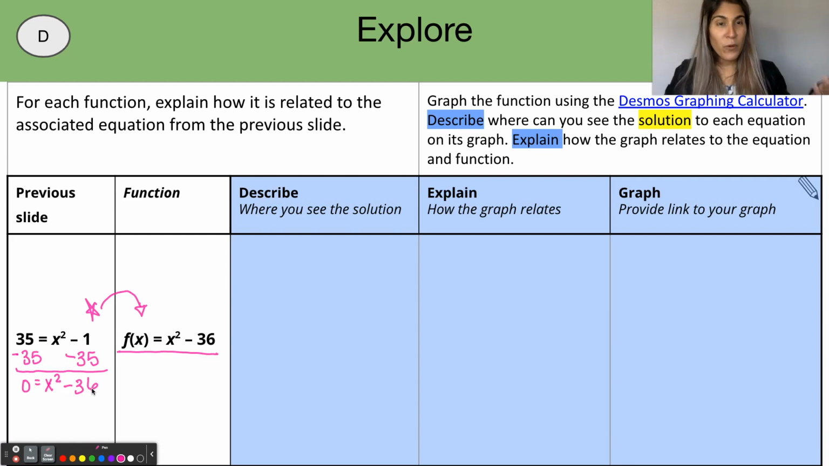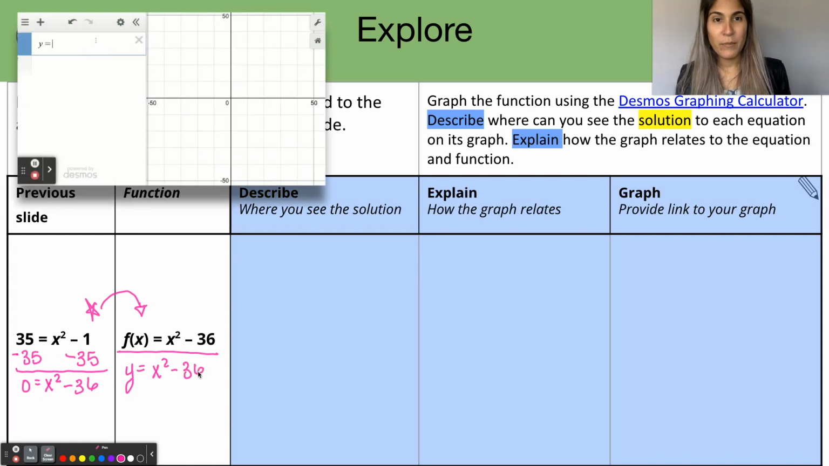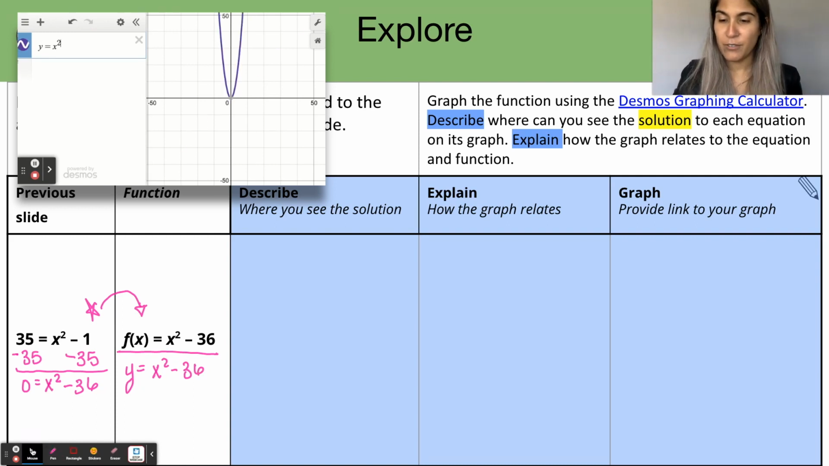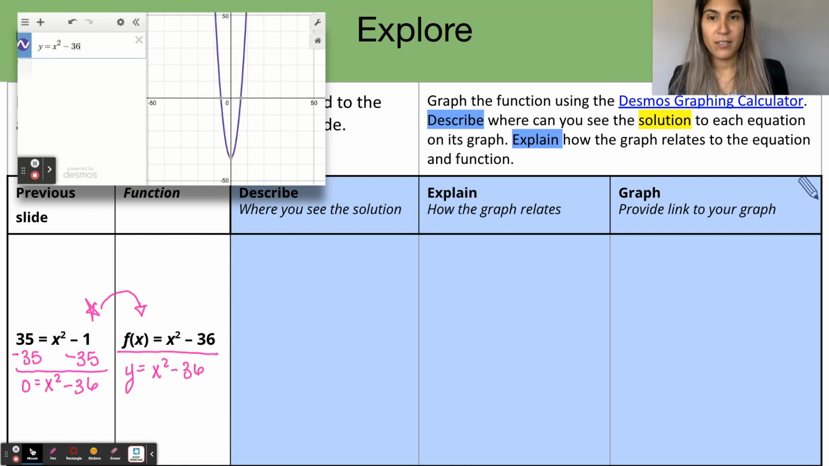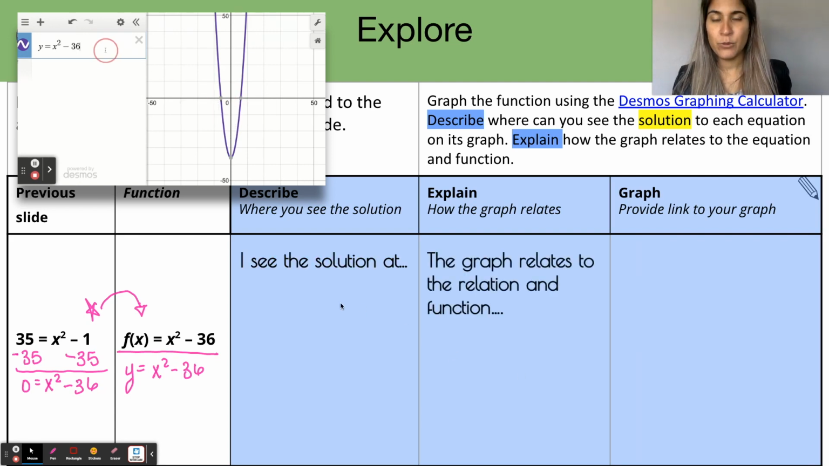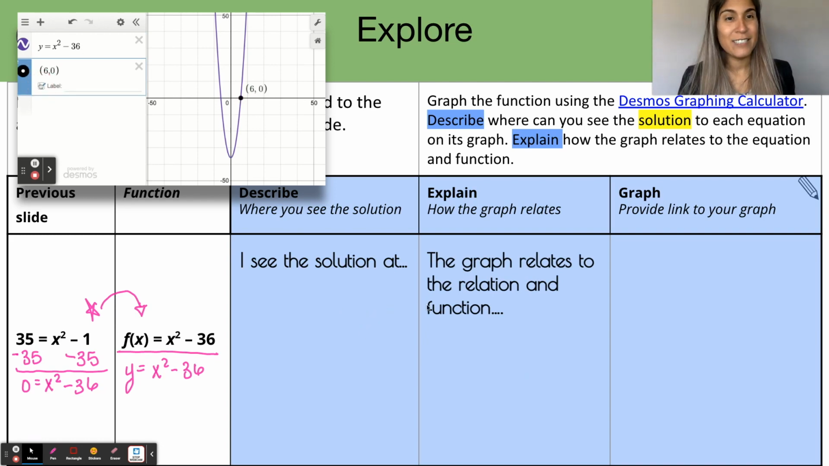So now if I'm going to input in the calculator, instead of putting 0, I'm going to put y equals, or f of x. We know that calling this function f is just calling it its name. Y equals x squared minus 36. So we're going to go ahead and graph that and see what we come up with. So once we graph it, I see the solution at -6 and 6.